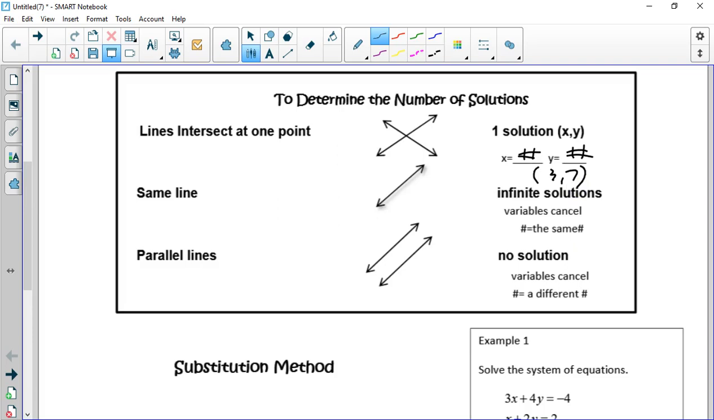If they're the same line, when you solve using this method, all the variables go away, and you're going to get a true statement. So you're looking for a true statement like 5 equals 5, -1 equals -1. And for no solution, you're going to get a false statement such as 7 equals -3. So that's what you're looking for at the end. You're either looking for just one point, a true statement, or a false statement.